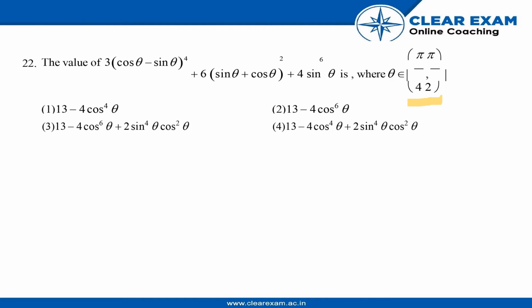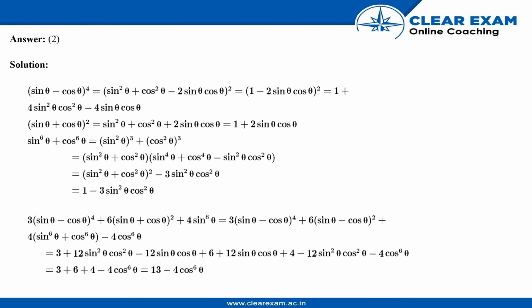where theta belongs in the range from pi by 4 to pi by 2. Our options are: first, 13 minus 4 cos 4 theta; second, 13 minus 4 cos 6 theta; third, 13 minus 4 cos raised to power 6 theta plus 2 sin raised to power 4 theta cos square theta. Fourth option is 13 minus 4 cos 4 theta plus 2 sin raised to power 4 theta cos square theta.